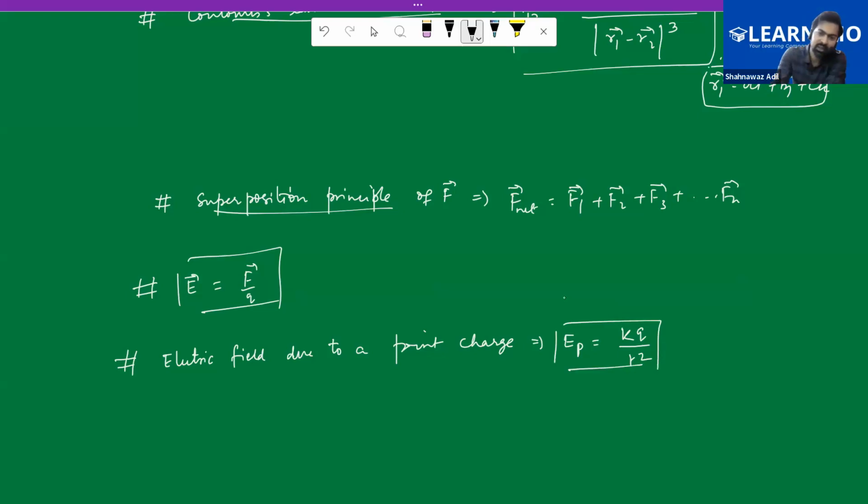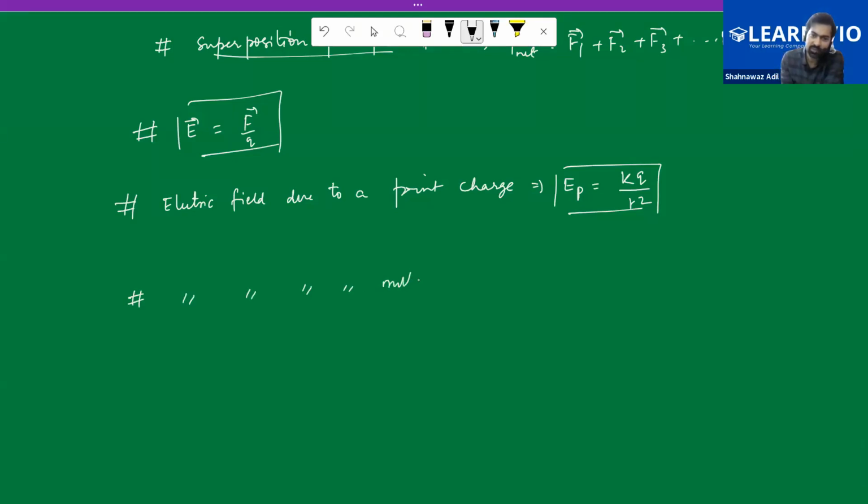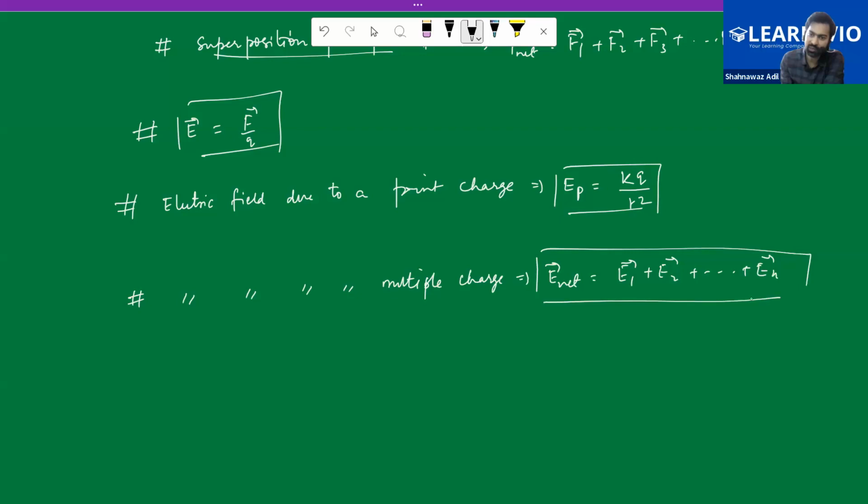And again, if we want to calculate the electric field due to multiple charges, that also follows the superposition principle. E net would be E1 plus E2 plus so on up to En. So this would be the net electric field.